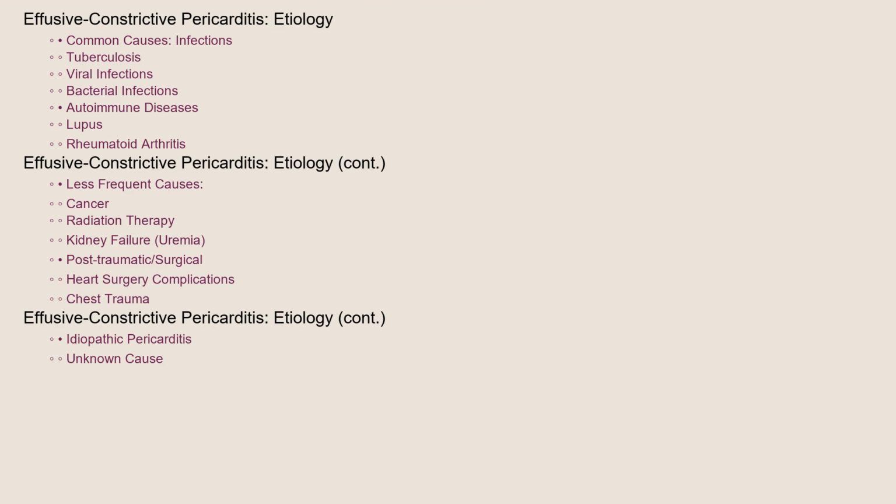Effusive-constrictive pericarditis arises from a variety of underlying causes, most commonly infections such as tuberculosis, viral infections, or bacterial infections. Autoimmune diseases like lupus and rheumatoid arthritis can also trigger this condition. Less frequent causes include cancer, radiation therapy, kidney failure, arrhythmia, and complications following heart surgery or other chest trauma. In some cases, the cause remains unknown, termed idiopathic pericarditis.